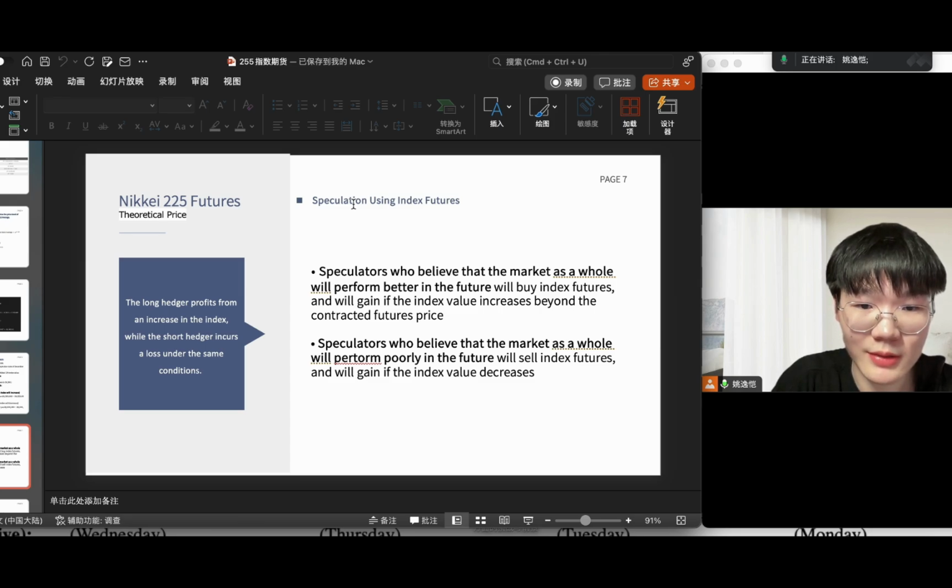Then I will talk about speculation using the index futures. Speculators who believe that the market as a whole will perform better in the future will buy the index futures and will gain if the index value increases beyond the contract futures price. If speculators believe that the market as a whole will perform poorly in the future, they will sell the index futures and will gain if the index value decreases.